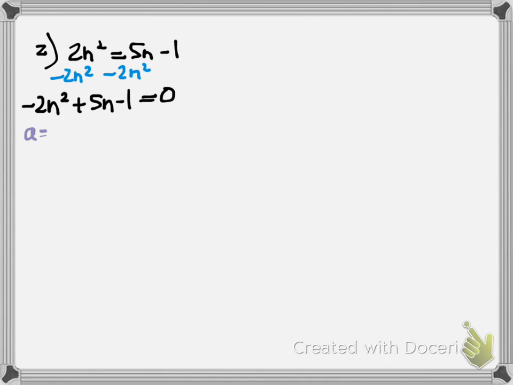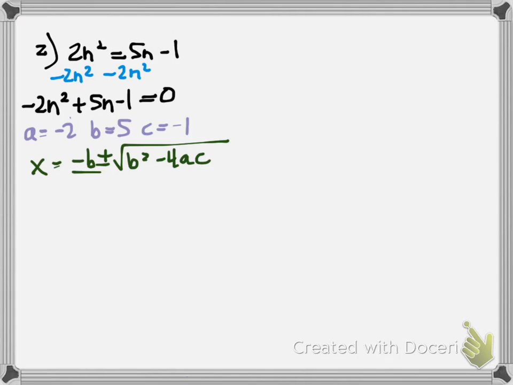What's a? Negative 2. B. C. And then I use the quadratic formula. And remember, that's x equals negative b plus or minus square root b squared minus 4ac all over 2a. So in the beginning, repetition of writing something helps you memorize it.